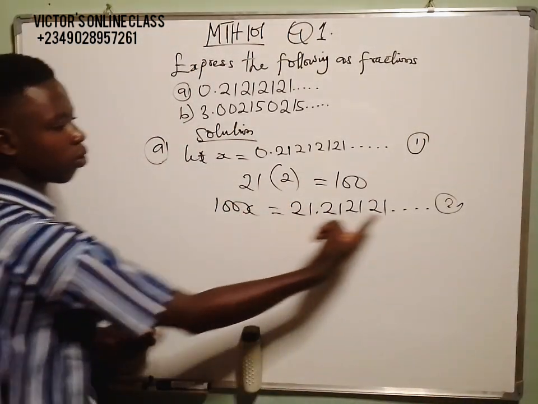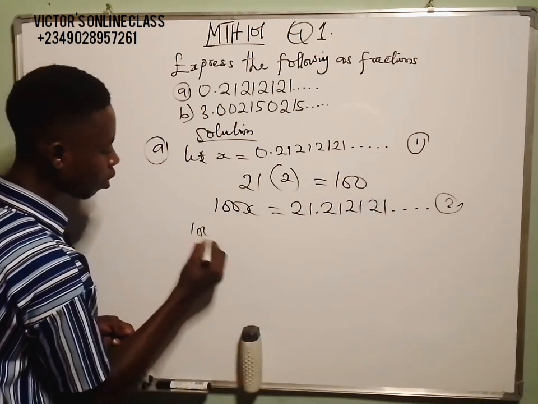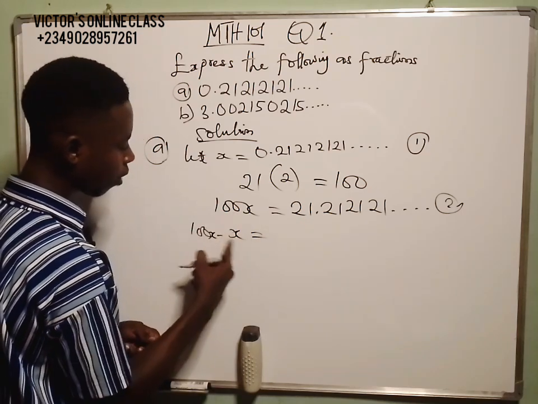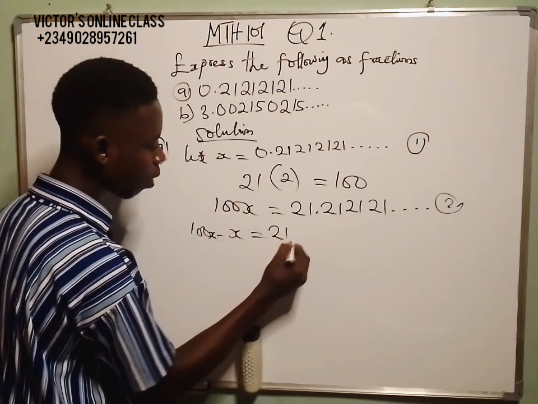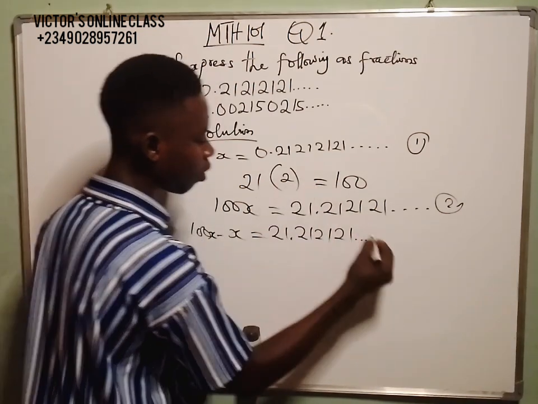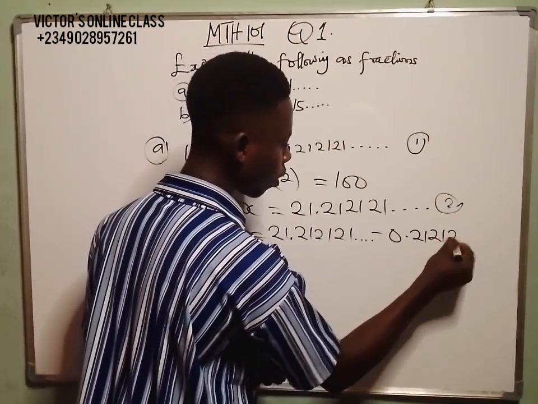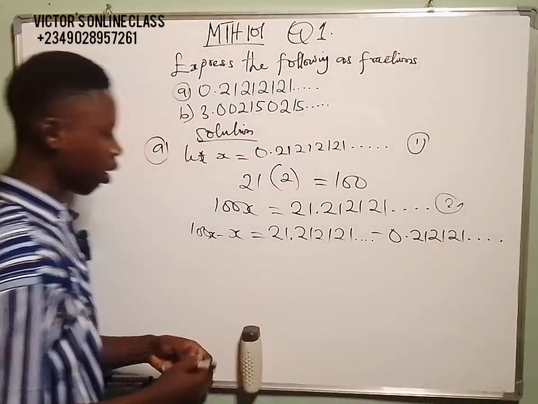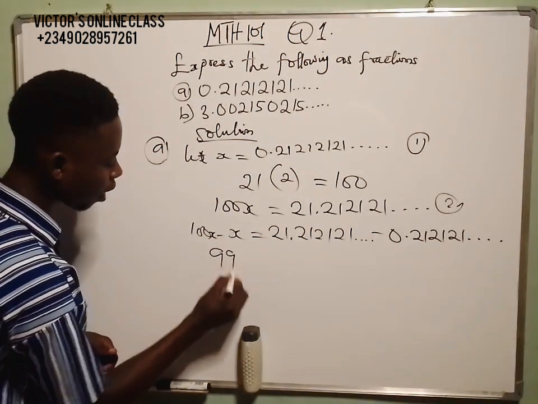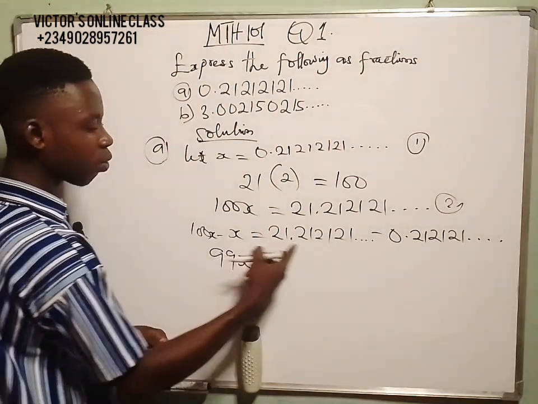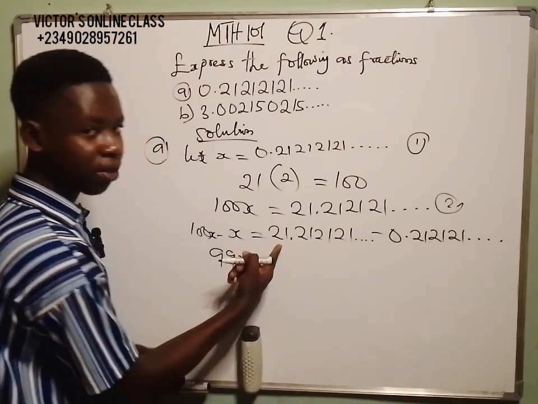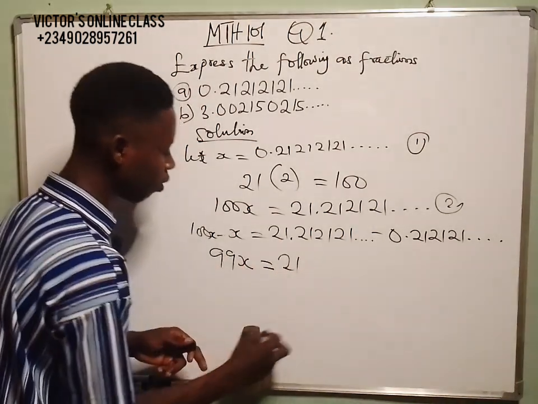Now, how do you express this in fraction? You subtract equation 1 from equation 2, which is 100x minus x, and then this one you have 21.212121... minus this 0.212121... Now, after doing this, 100x minus x will give me 99x equal to 21.2121 minus this. You see that this and this subtract, and what will remain here is 21. If you press this on your calculator, you are having 21.